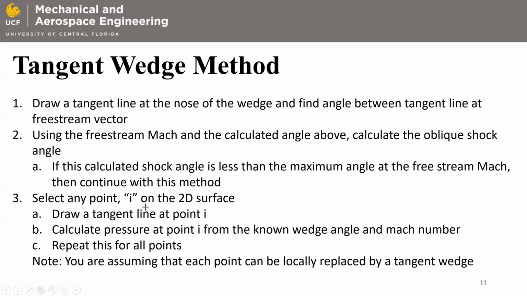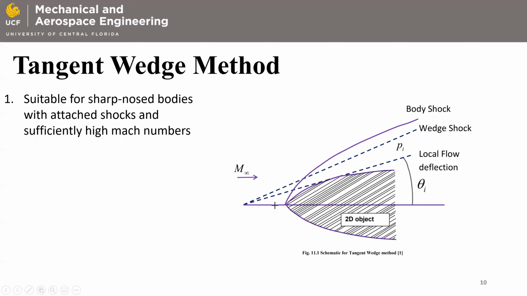And then from there, you can calculate your pressure at point I from the known wedge angle and Mach number, again, using your oblique shock relations. And you can do that for every point on the body. And that gets you a pressure distribution along the entire sharp-nosed object.